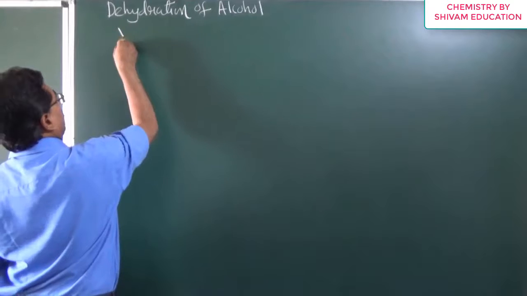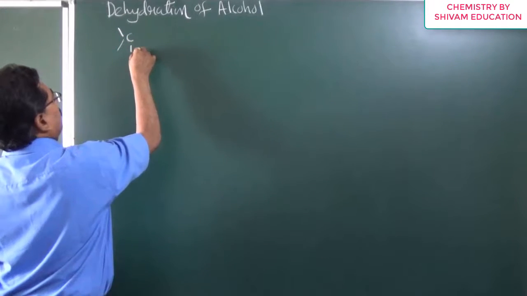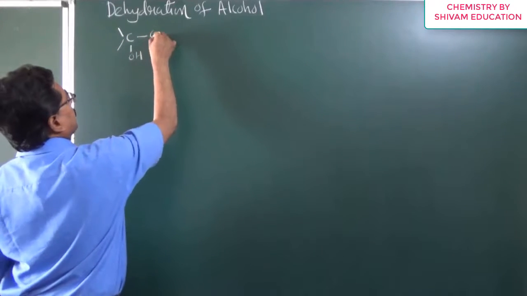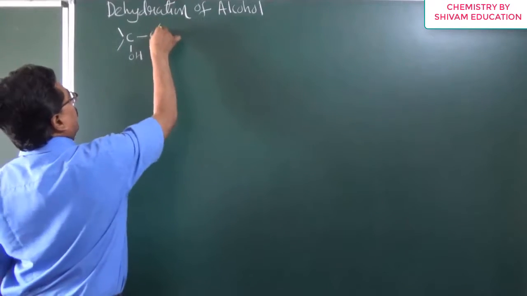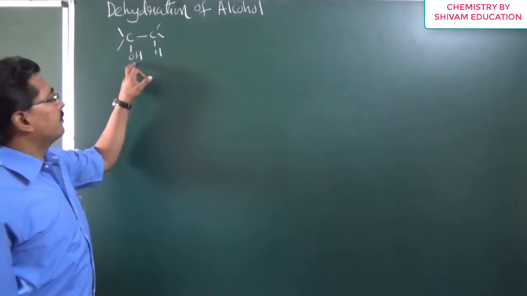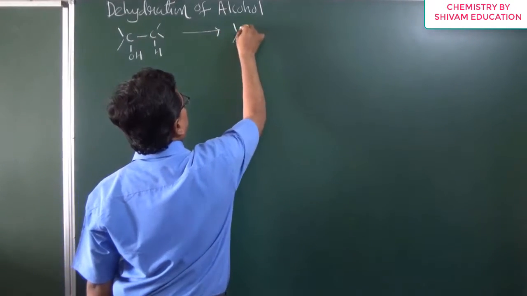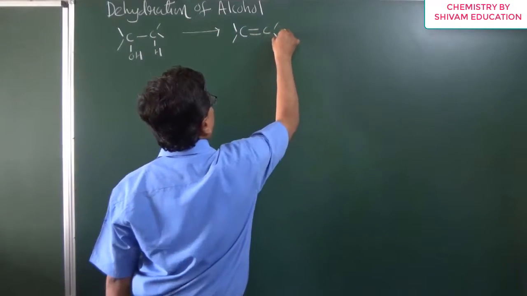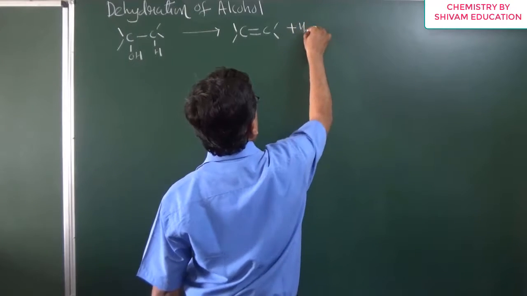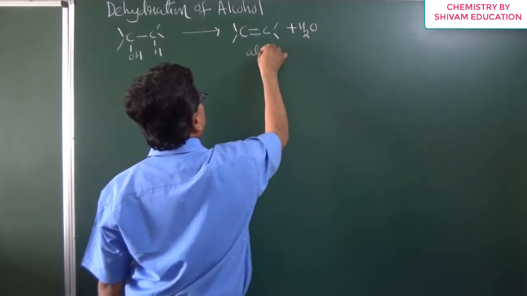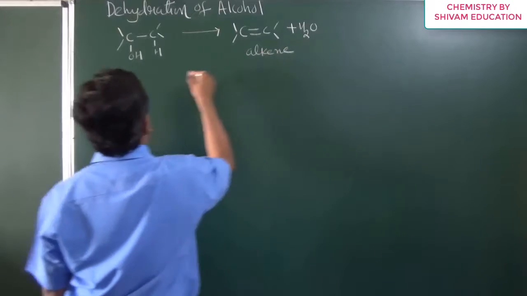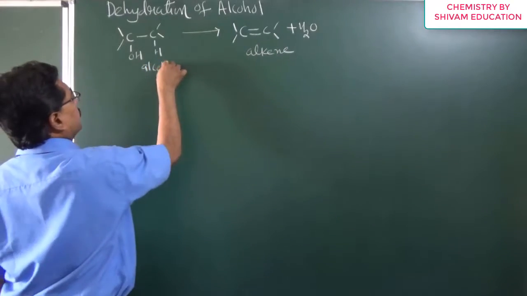Now from alcohol, from one carbon atom hydrogen and from the neighbor carbon atom the hydroxyl group will eliminate, and as a result of dehydration of alcohol we get an alkene, and a water molecule will eliminate. So dehydration of alcohol gives us an alkene.